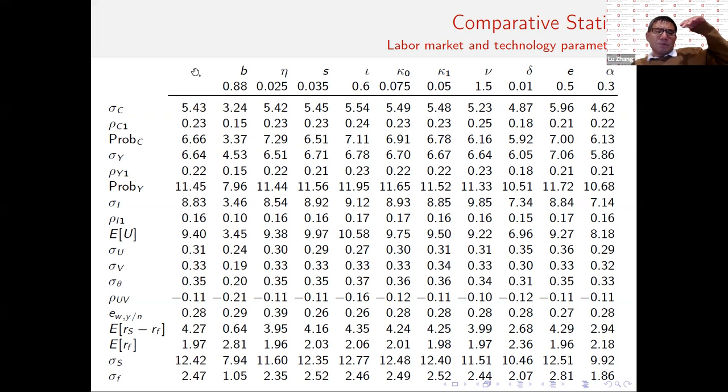So if we reduce the flow value from 0.91 to 0.88, consumption volatility drops to 3.2, unemployment drops from 9.4 to 3.45. Okay, and consumption disaster probability drops from 6.7 to 3.4. As a result, the equity premium pretty much vanishes, from 3.4 to 0.6.